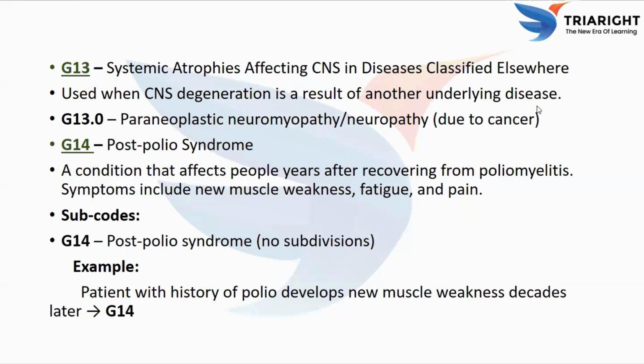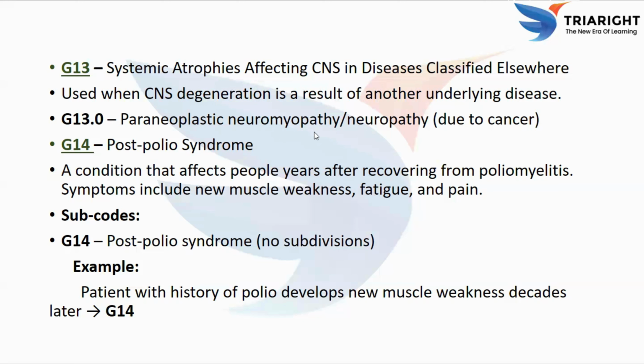For example, when you take a cancer, due to cancer the nerve damage happens secondary, right? So what is the subcode over here? It is G13.0, a paraneoplastic neuromyopathy. So what do you mean by it? This occurs due to cancer. The immune system, while fighting the cancer, mistakenly attacks the nerve. Whenever the nerve system gets attacked, it causes weakness and also nerve damage. So this results in the paraneoplastic neuromyopathy.